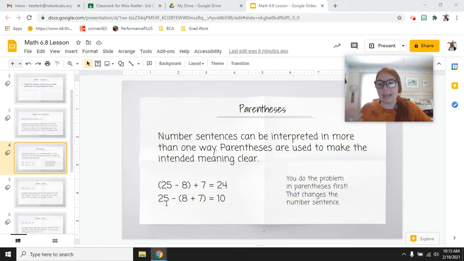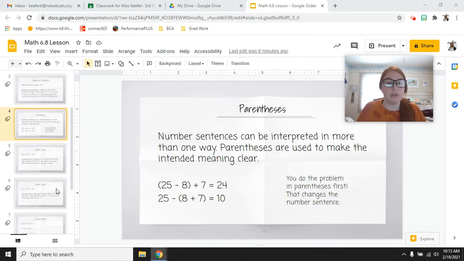Okay? Now, again, this is new to you. So if you're still like, I don't get it, that's why we're going to go through a lot of practice problems in the video and with your teacher. Just remember that when you have those parentheses, that is the operation you do first. So in our first example here, it was subtraction first. In our second example, it was addition. So depending on where the parentheses are, will change your number sentence.